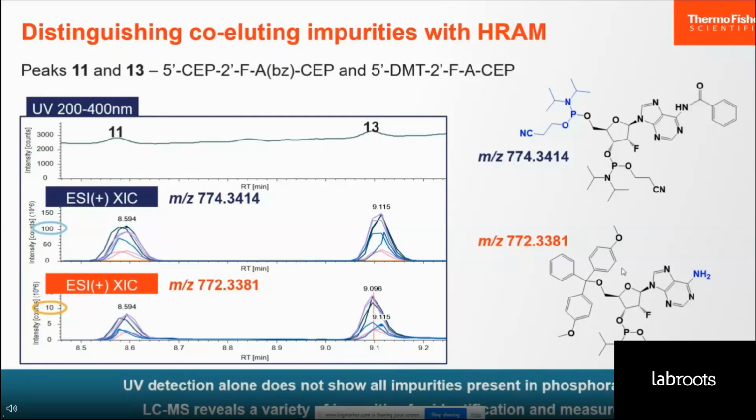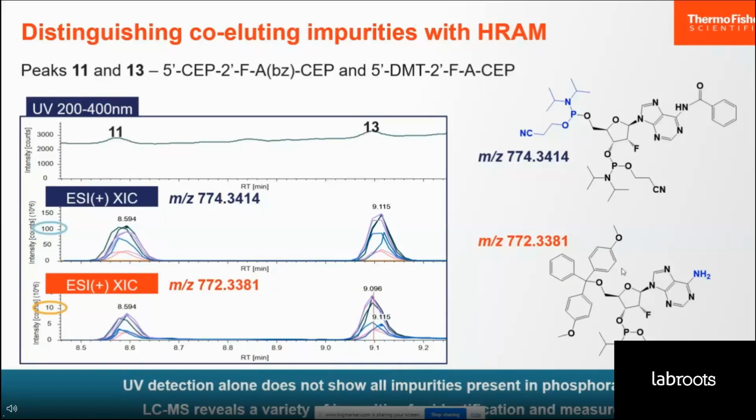And using the same process as before to determine the proposed structure, the 2 impurities are proposed, which again makes sense with what we know about the amidite and how it's made. 774 being bis amidite, and 772 missing the base protection.